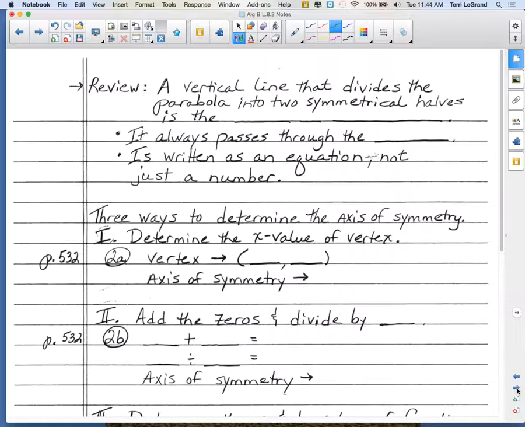So a vertical line that divides the parabola into 2 symmetrical halves is called the axis of symmetry. This is kind of like its definition. It's a vertical line that divides the parabola into 2 symmetrical halves. One would fold on top of the other over this line. If we folded our paper on that line, that axis of symmetry, one part of the curve better fold over and lie on top of the other curve. It always passes through the vertex, you just informed me. Always has to pass through the vertex. The center, as Cody called it.